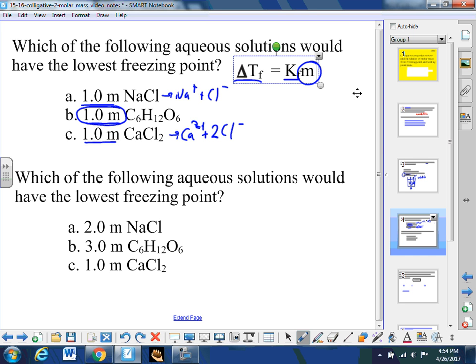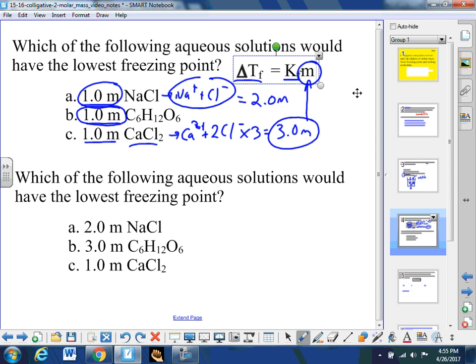And so for every 1 mole of sodium chloride, I get 2 moles. So effectively, that's a 2.0 molar concentration. And for calcium chloride, I get 3 moles. So multiplying that by 3 is going to give me a 3.0 molar concentration, giving me the highest molar concentration, therefore the highest colligative effect. So C would be the correct answer for the first one.